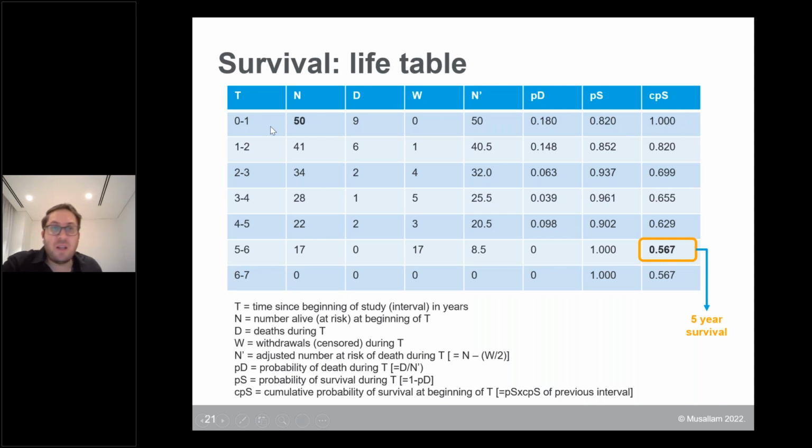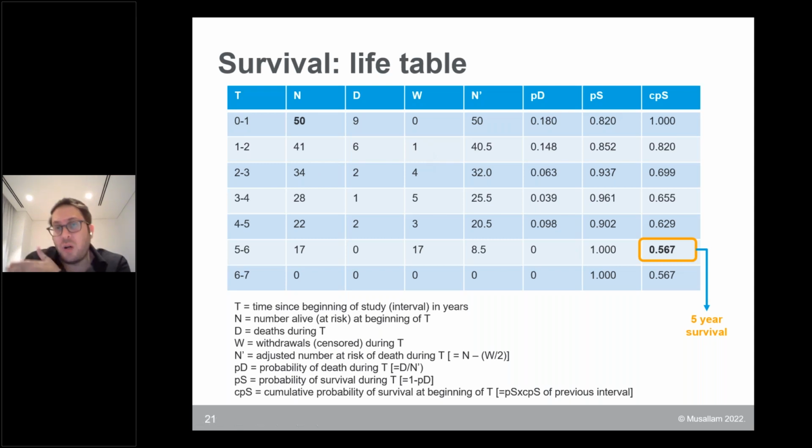Now let's see what happened in the second year, from year 1 to year 2. We have 41 patients that entered this time period because 9 of them died already. 6 died in this time period. 1 of them withdrew. So to get the adjusted number at risk, we take how many entered and subtract the one that withdrew. We cannot consider them fully at risk.